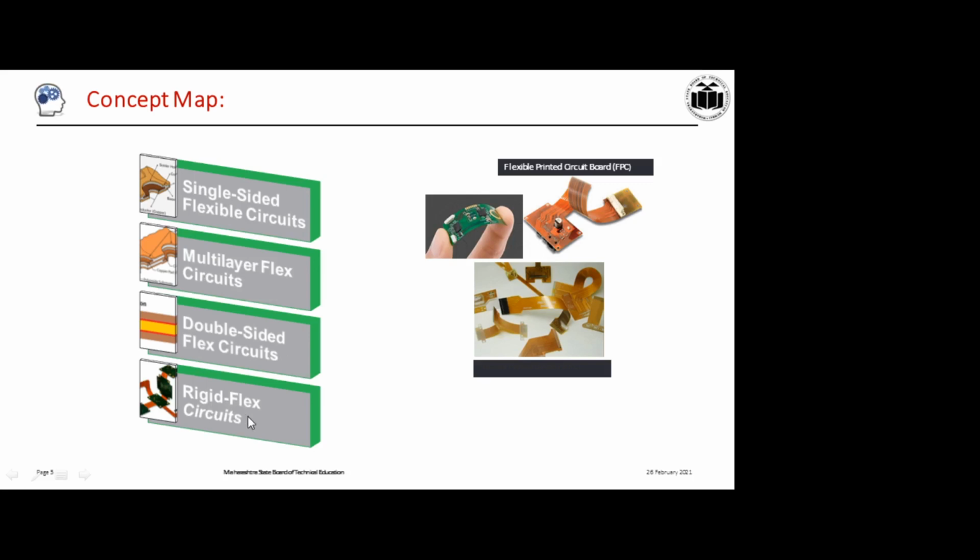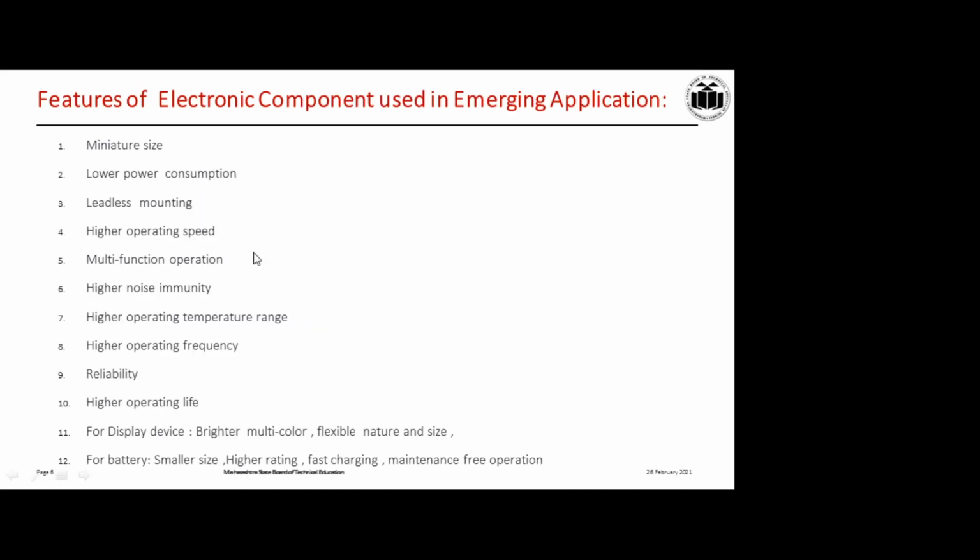So nowadays, in the appliances we see for emerging applications, in those devices, rather than using rigid PCBs, we are now using flexible printed circuit boards. So this is the way it looks like. It is flexible in nature, or flexible in size. Now these are the features of these electronic components.